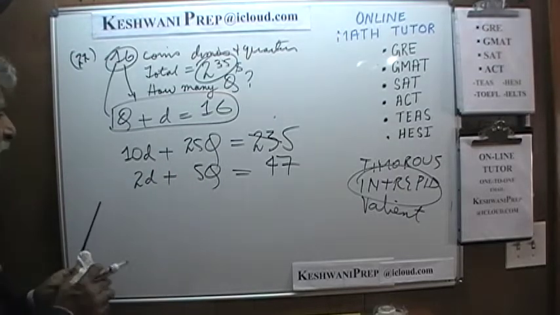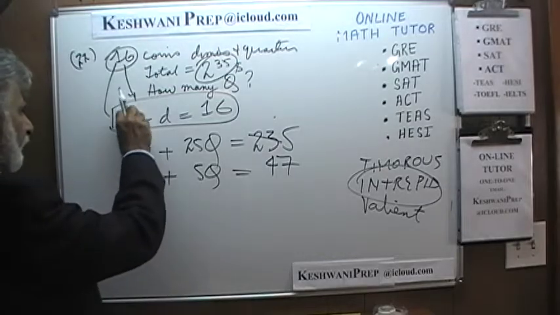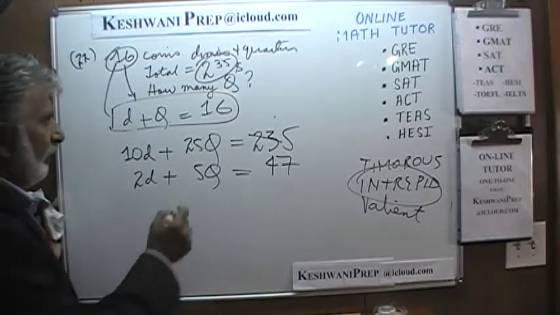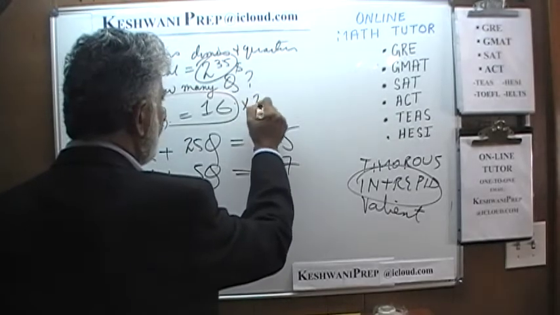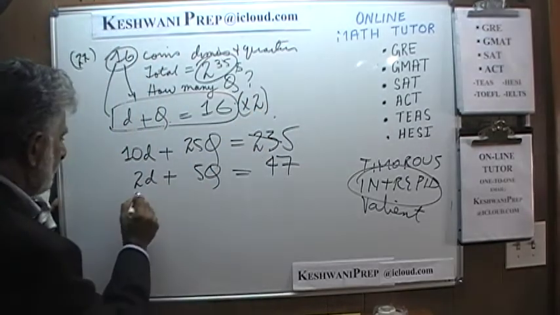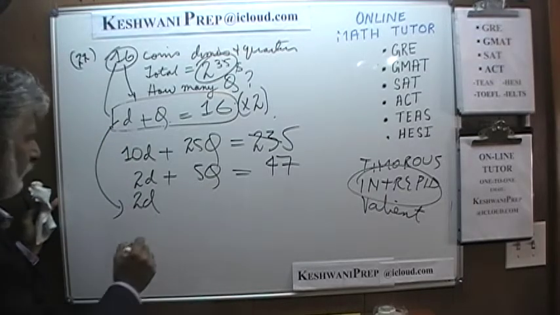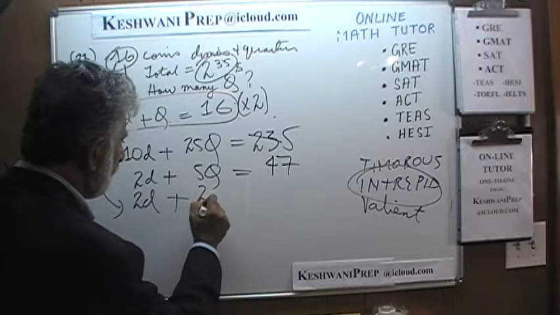Let's multiply the entire equation by 2, but I'm going to change the order so it's easier to deal with. D plus Q. If you multiply the entire equation by 2, we end up with 2D. This comes from here. This is this equation times 2. Plus 2Q.